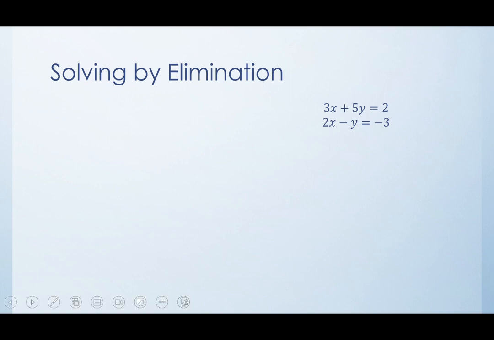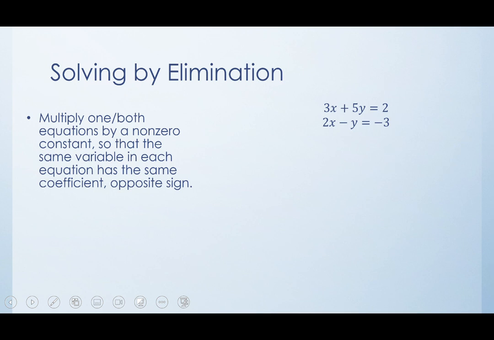So here, when we're solving by elimination, what we're going to do is basically add the two equations together. We're going to add some multiples of the equations together so that one of the variables is eliminated, okay? Because remember, we can do that.